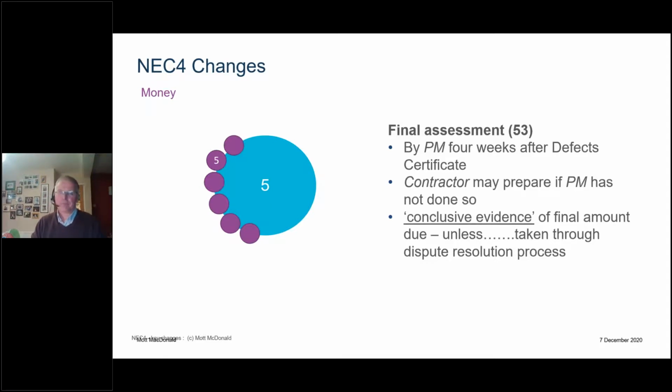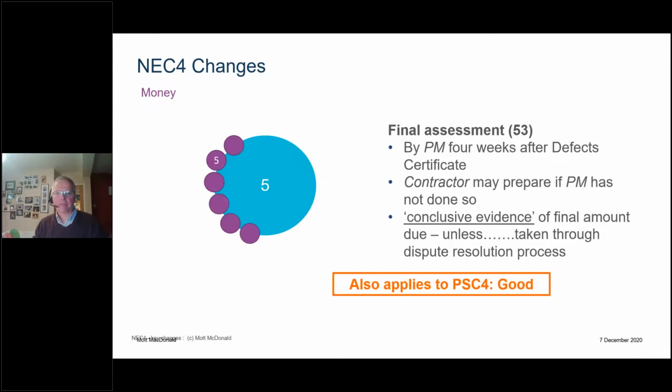Maybe a bit harsh. And one thing I'll highlight is this horrible word, conclusive evidence. Isn't that a horrible word? That's not NEC language. That's been stolen from some other horrible contract. But that's what it says. It's conclusive evidence of the final amount due. Obviously, unless one side or the other wants to take it through the dispute resolution process. And the words for that are in clause 53. PSC as well, same words.